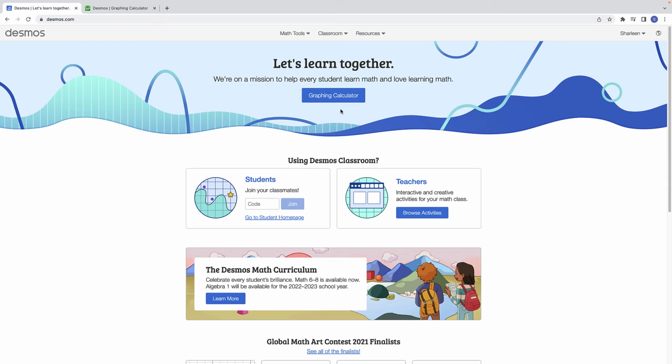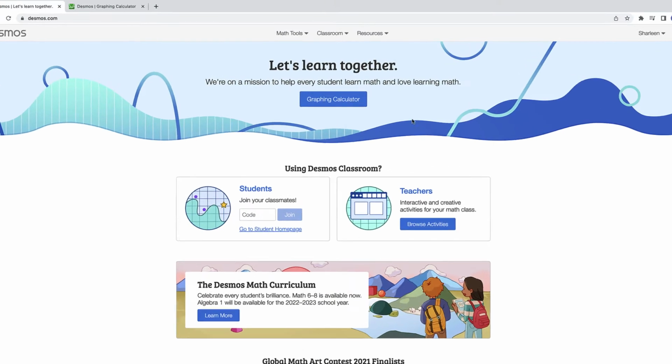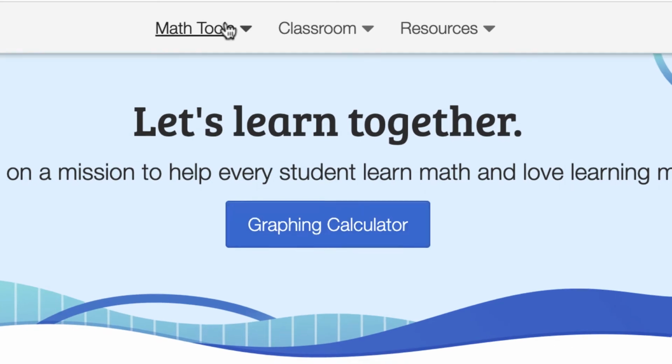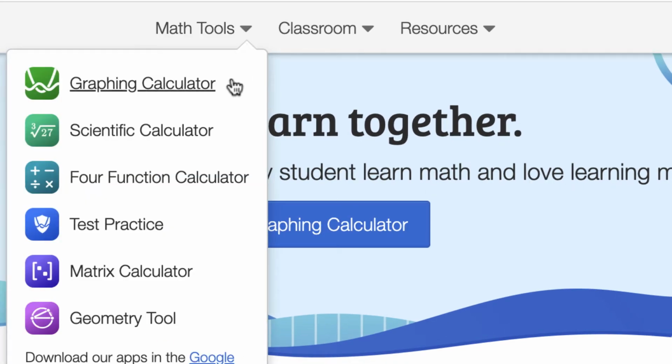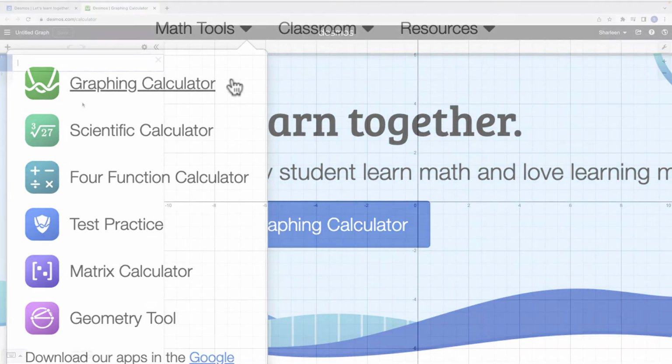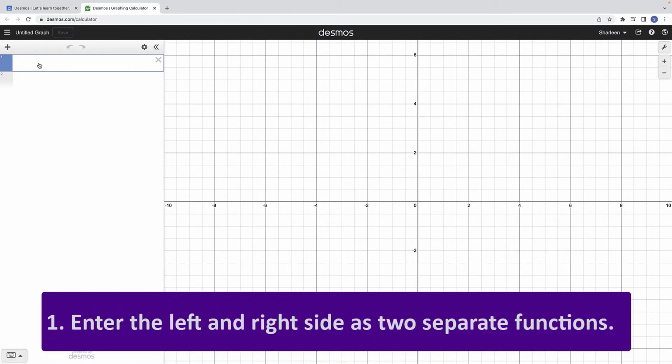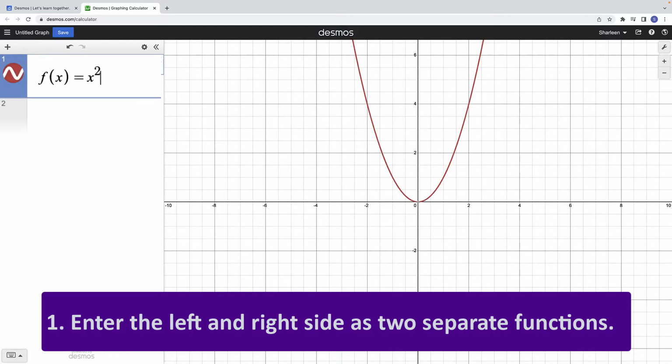Open your internet browser to the website desmos.com and then click on the button toward the top of the screen that says Graphing Calculator, or from the Math Tools menu, select the Graphing Calculator option. When the calculator first opens, you should be looking at a blank graph. Enter f of x and g of x into each cell on the left-hand side. If you need to, you can use the Desmos keypad located in the bottom left-hand corner.